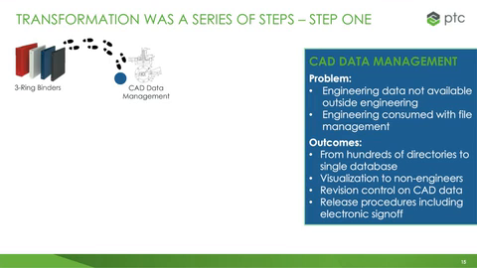So what did we do? Well, the first step in this, we decided to move to Intralink. It was a PTC product as a Pro-E data management solution. Pro-E, of course, is the predecessor to what they call Creo now. We went from hundreds of directories to a single database. Visualization to non-engineers was now possible. We now had revision control on CAD data and release procedures, including electronic sign-off.